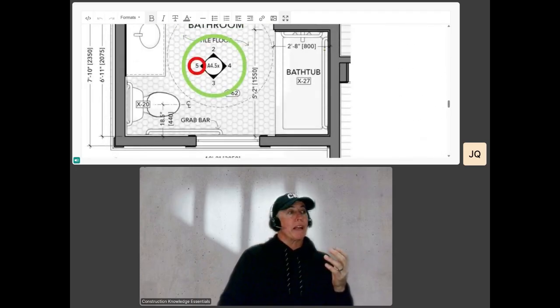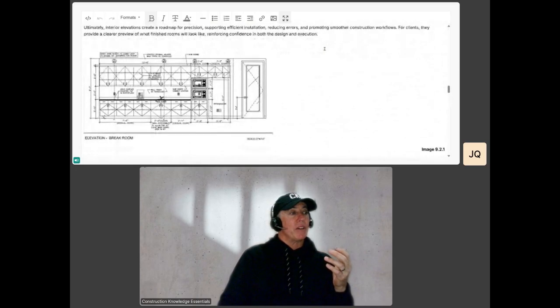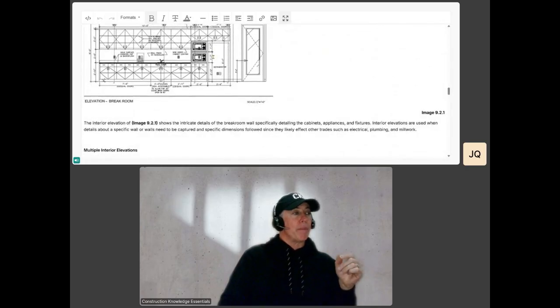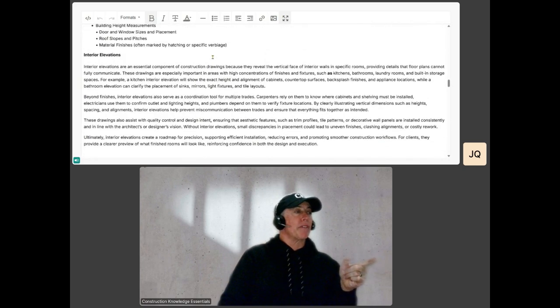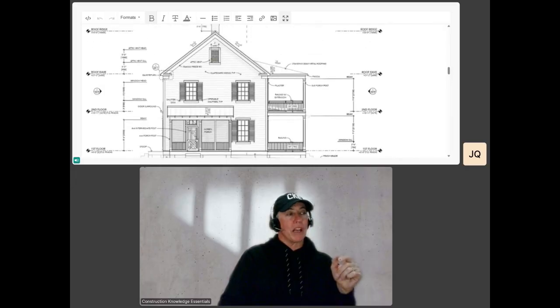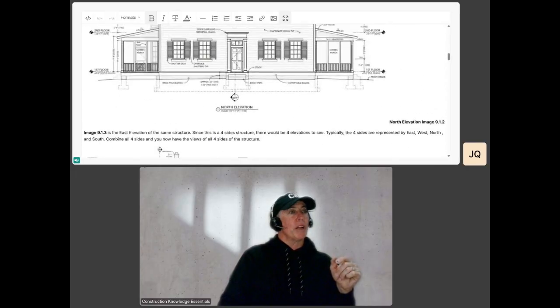I'm just going to scroll back up. That was interior. We didn't break down the break room, or it really is the bathroom. No, this is the break room. This came from another, right? This is from the other site. So I'm going to close this one out.